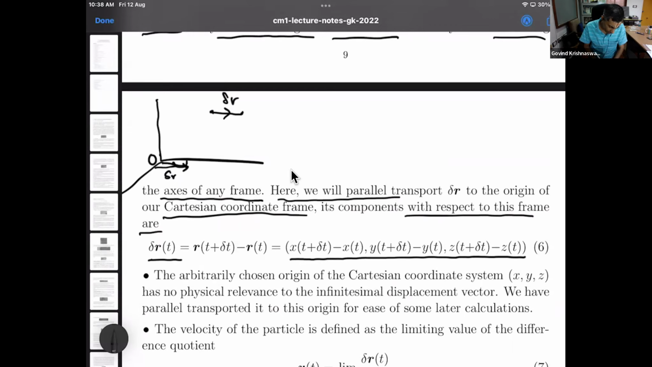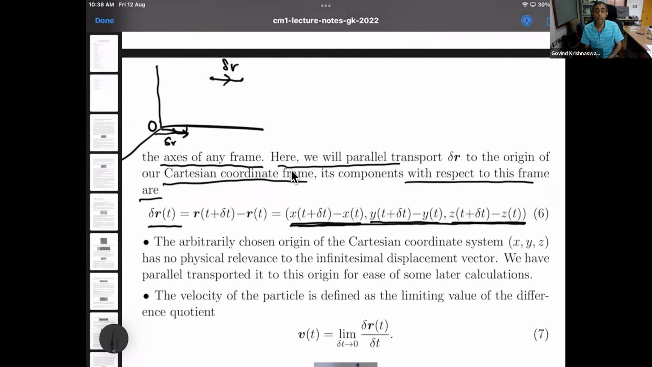as x of t plus delta t minus x of t, y of t plus delta t minus y of t, and z of t plus delta t minus z of t. So this is how we get the Cartesian components of the displacement vector.